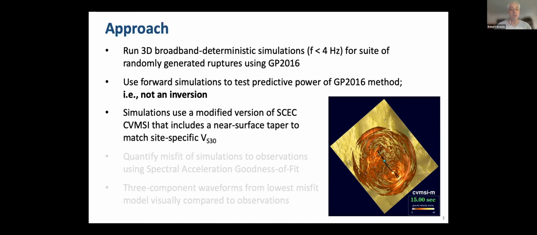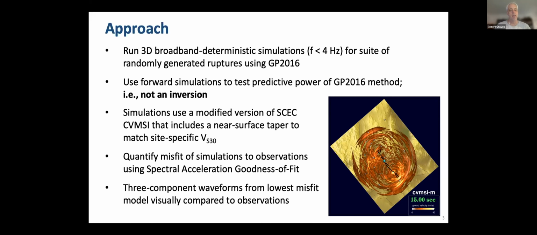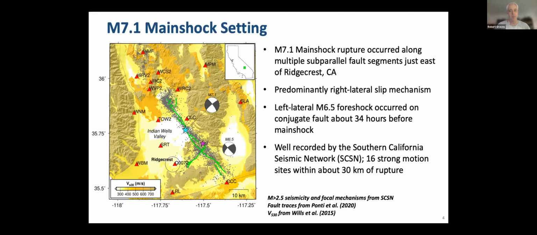We do need a geologic model, so we're using the SCEC community velocity model, SI. We've tied this into the near surface material based on VS30. In terms of quantifying the misfits, we're using a spectral acceleration goodness of fit metric, which has been designed primarily for engineering applications, but it fits well with this kind of an approach. In addition to that, the 3-component waveforms from the lowest misfit model are visually compared to the observations as a ground truth check.